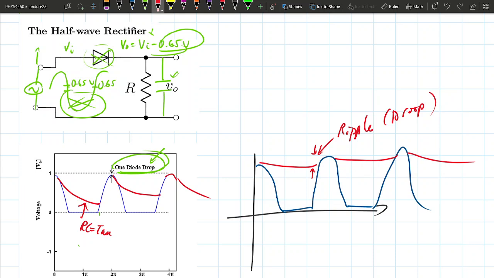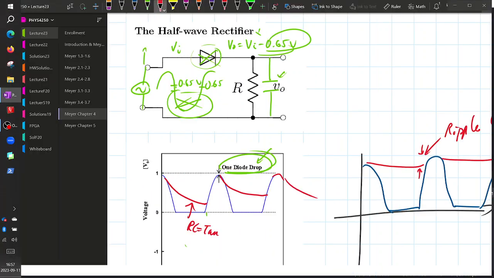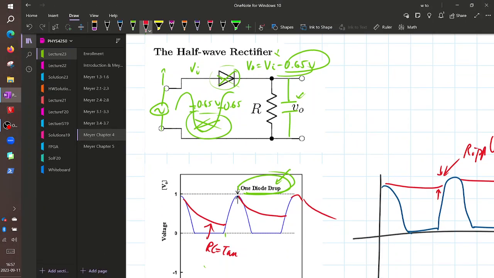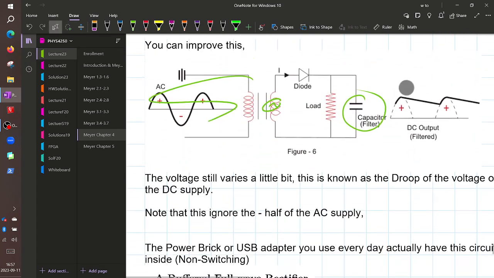The bigger the capacitor is, remember this R times C, the longer the decay constant, and the straighter this line will be. But of course, the bigger the capacitor, the bigger the penalty, because the bulkier it will be. So this is the circuit we're going to build in lab 4, and that's all we need to cover.